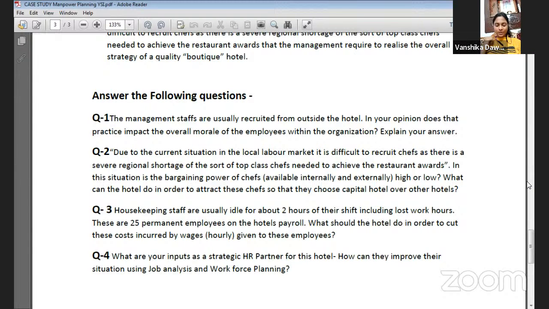Ma'am, the first part of the question is about the bargaining power, which I asked you. So I think the bargaining power will definitely be high, since there is a post for chef and there's a shortage of skilled chefs. But assuming that the standard and reputation of the hotel is good, it is still negotiable. And apart from that, in the second part of the question, providing further training and adding incentives and non-monetary benefits will somehow attract these chefs.